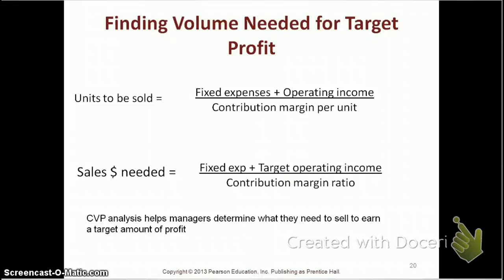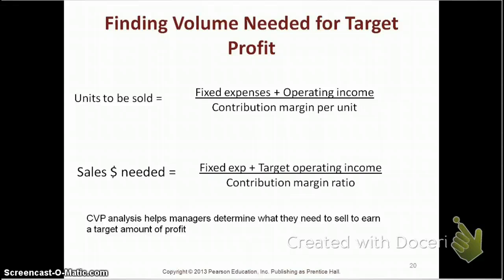Let's take a look at those two shortcut formulas that we used again. One thing I want to point out before we move on is that these two formulas are very alike. If you notice, they both have fixed expenses, they both have operating income. The only difference is your denominator. If you divide that numerator by your contribution margin per unit, you end up with your sales in units. But if you use your contribution margin ratio, you end up with sales dollars. So that's an easy way to remember which formula to use when.